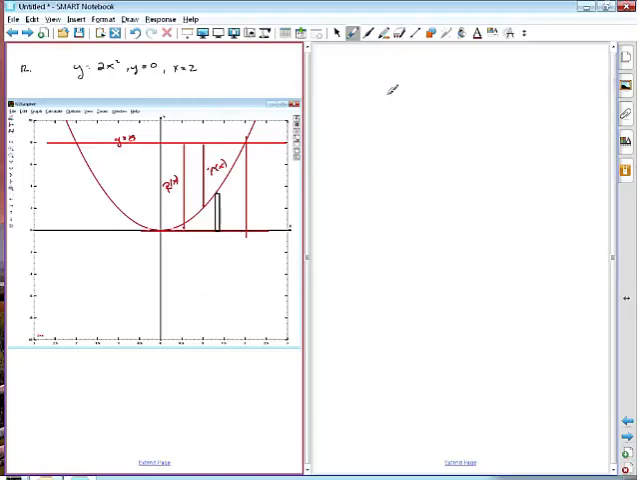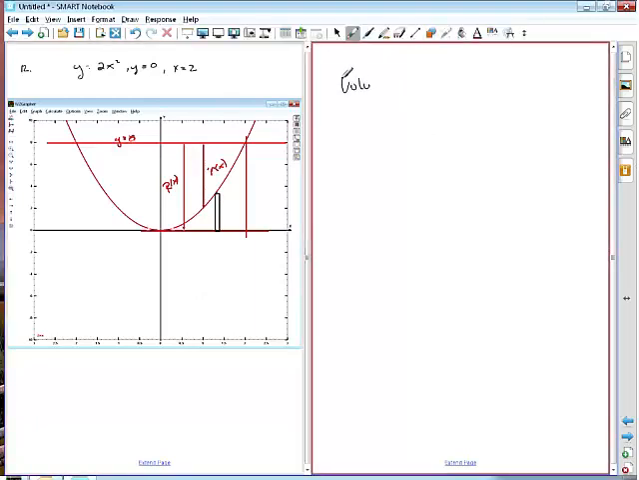So using the washer method, the volume for a horizontal axis of rotation is pi times the integral from a to b of the outside radius squared minus the inside radius squared times dx. We're integrating with respect to x, and so our limits of integration are going to be from 0 to 2. So a equals 0, b equals 2.